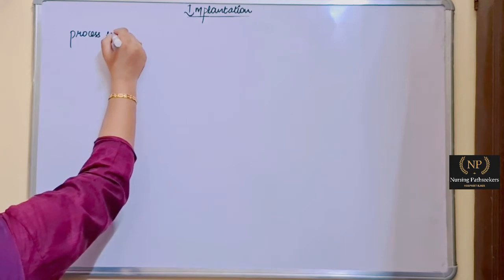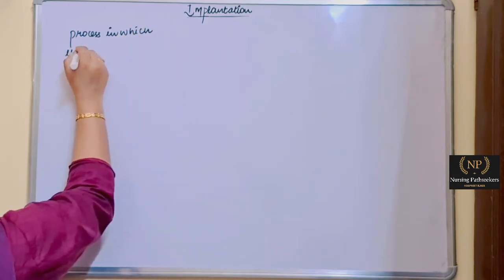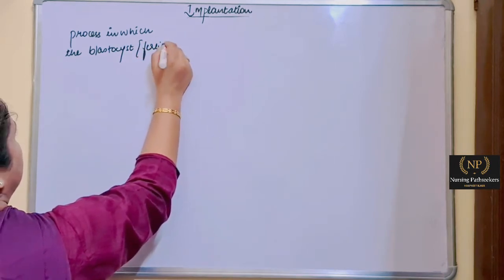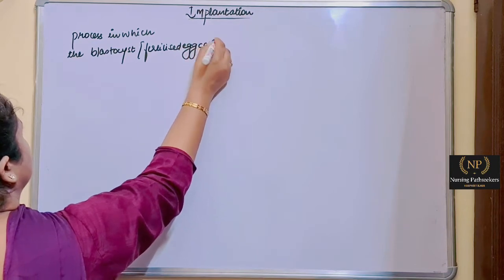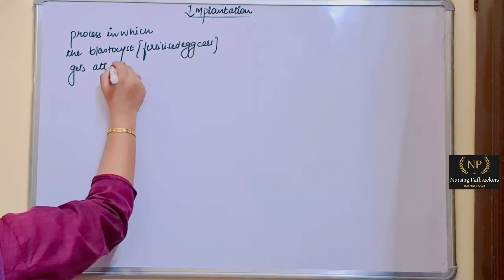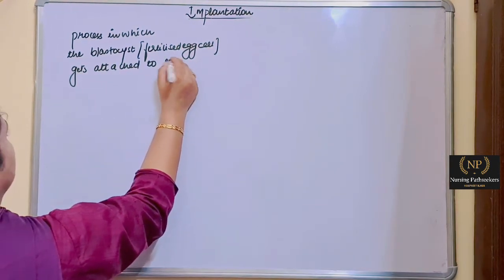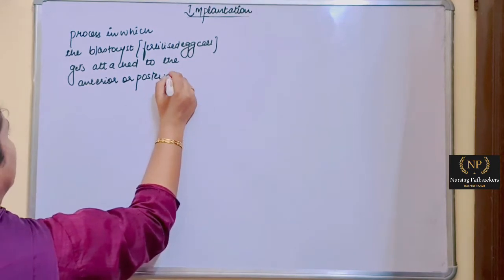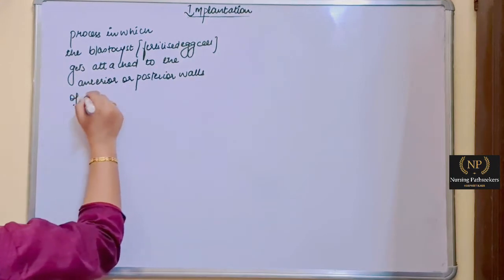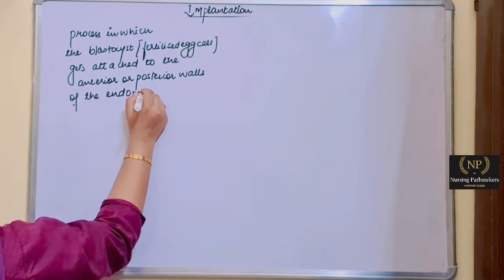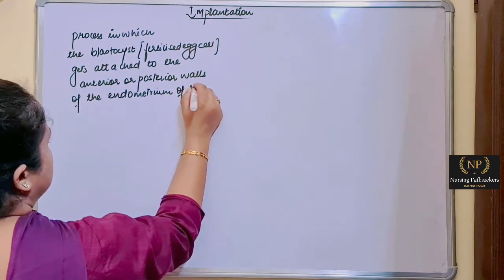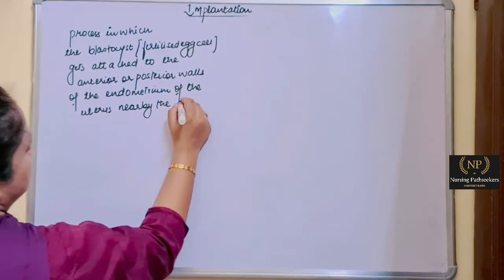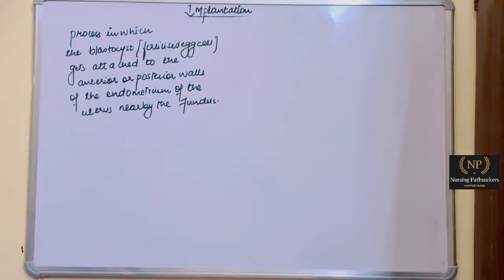It is the process in which the blastocyst, or we can say the fertilized egg cell, gets attached to the anterior or posterior walls of the endometrium of the uterus, nearby the fundus. Right? This is the definition of implantation.